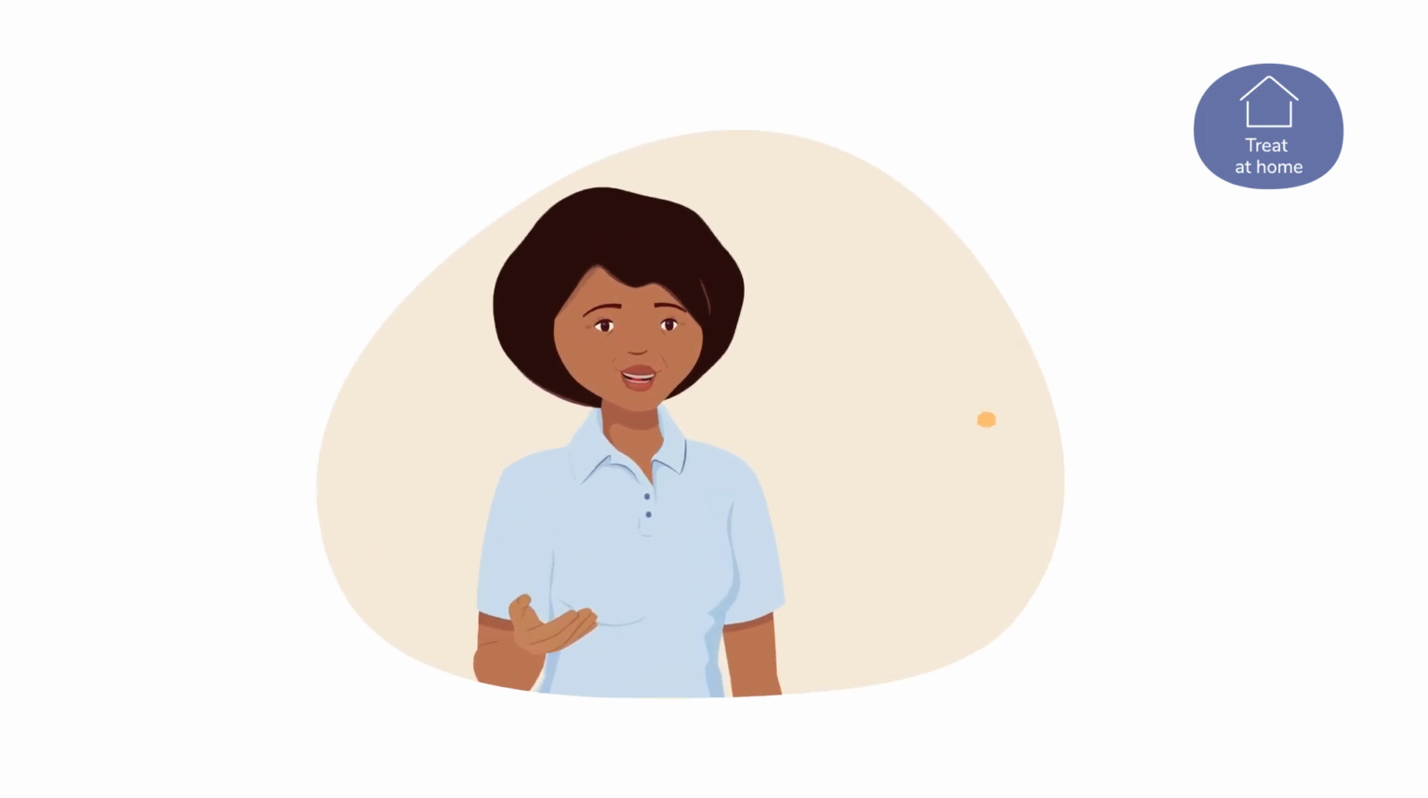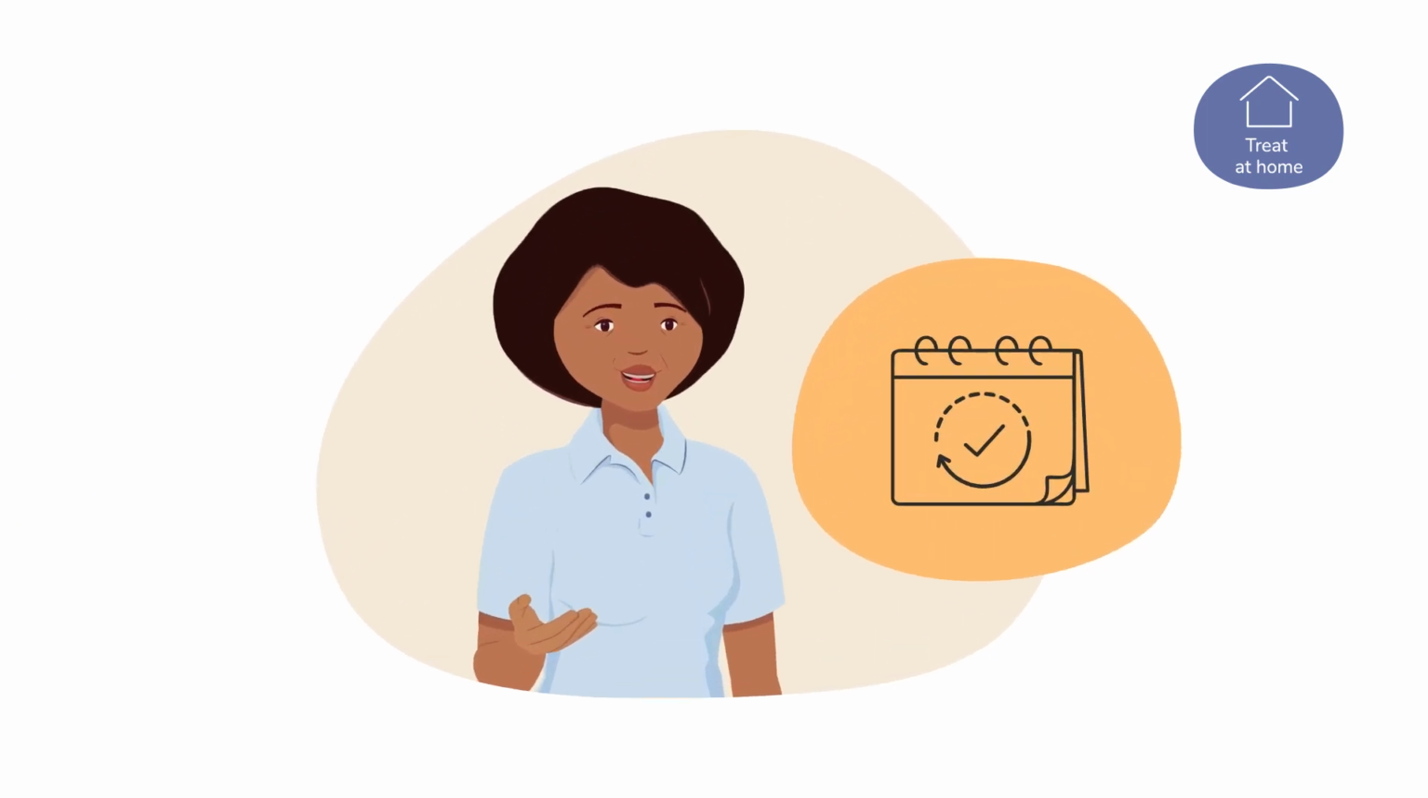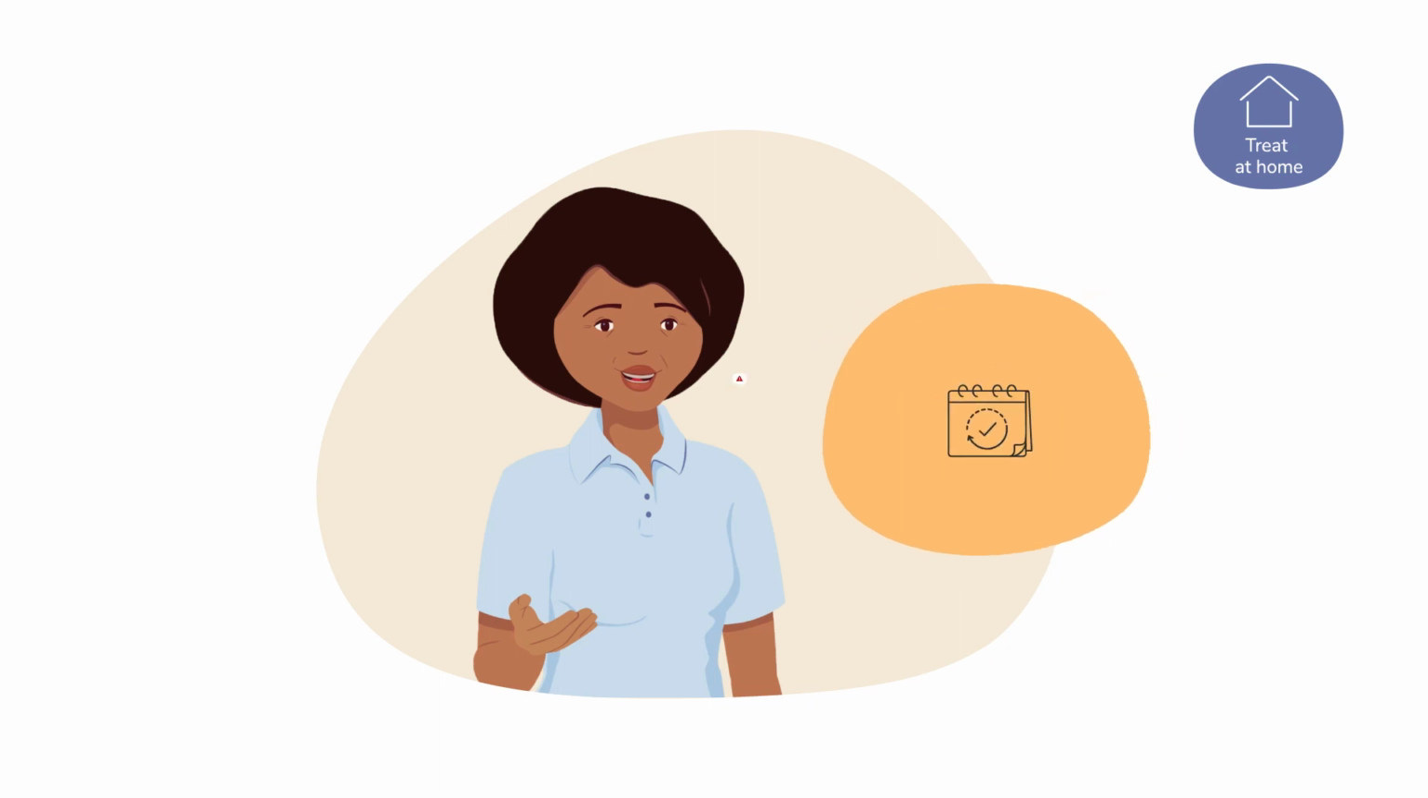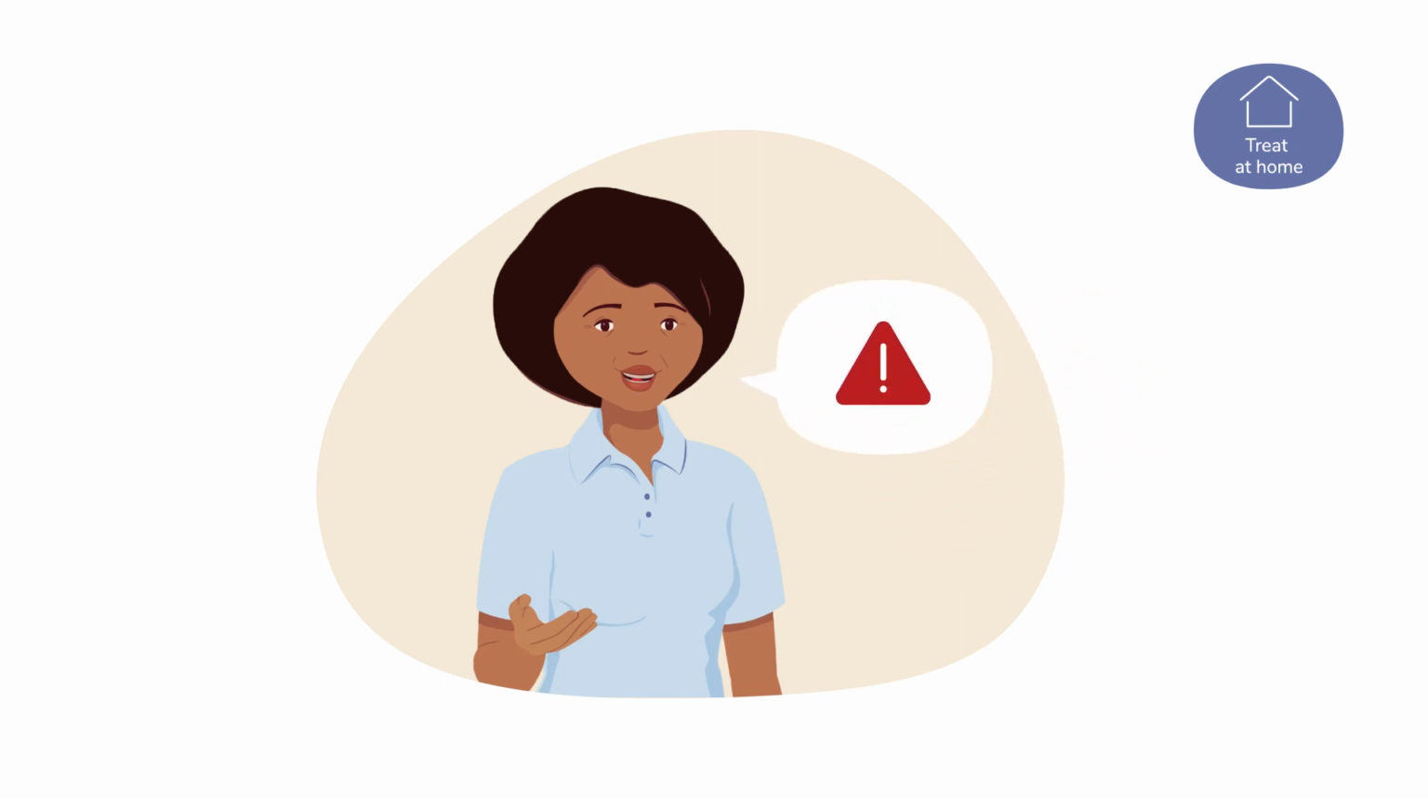Ask to see the child again in a few days to follow up, or sooner if the child gets sicker. Explain what danger signs the caregiver should look for and that they mean that the child needs to go to a health facility immediately.